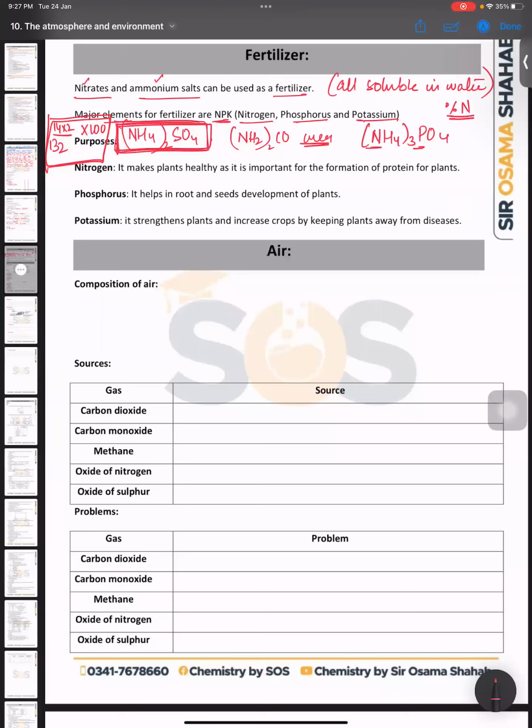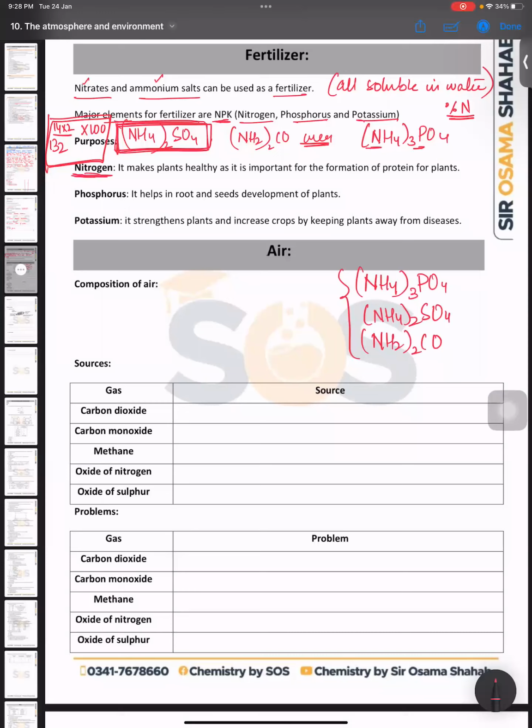So you have right now 3 compounds over here. Ammonium phosphate, ammonium sulfate, right? And you have urea. Once I have finished, then we need to find out which one is the better nitrogenous fertilizer, right? First of all, just see over here what are the uses of these elements in fertilizer.